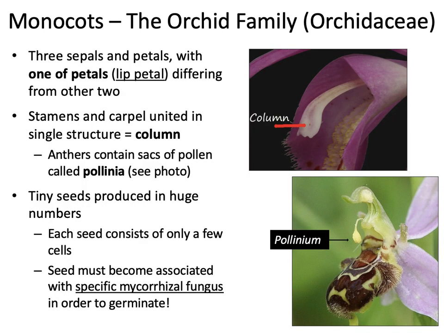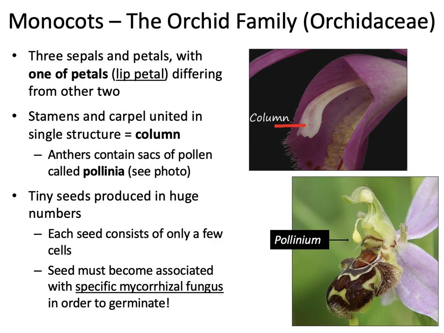The flowers of orchids are unique because they have 3 sepals and petals, with one of the petals, called the lip petal, differing from the other 2. And that lip petal is what interacts with the pollinator in a very specific way. Stamens and carpels tend to be united into a single structure called the column, and the anthers contain sacs of pollen called pollinia. So, kind of like how grasses, we can't use the typical language of a flower, the orchids are the same. Orchids have to have their own special language to describe their flowers.